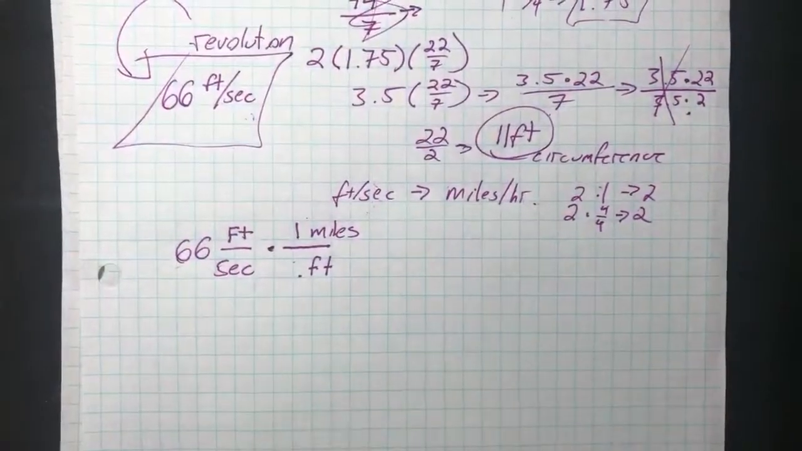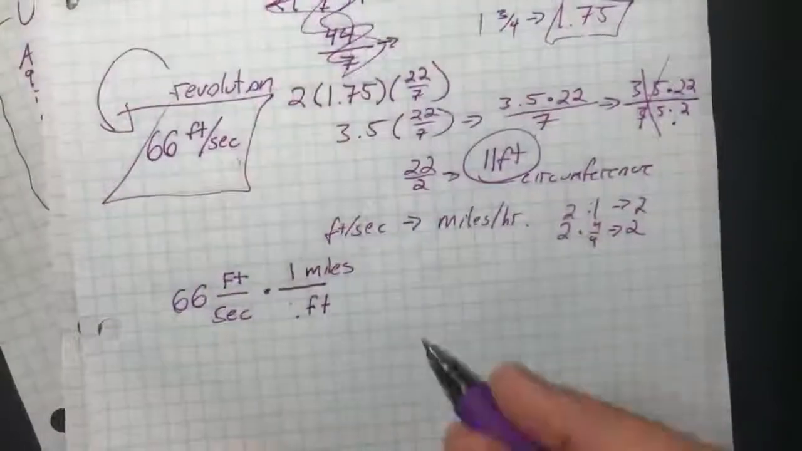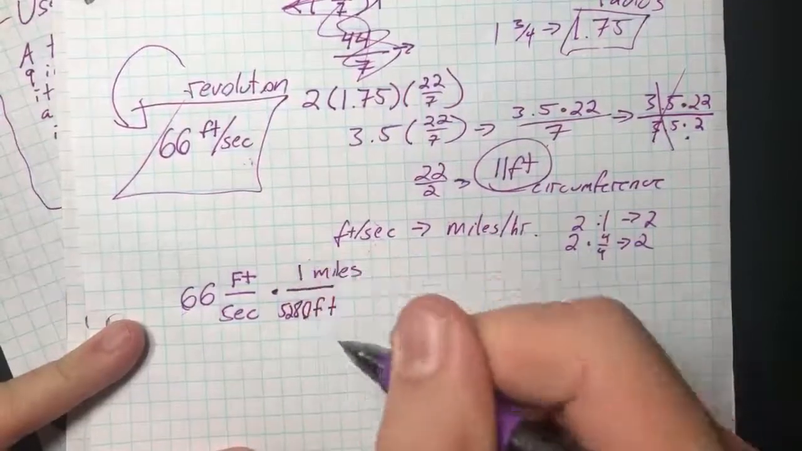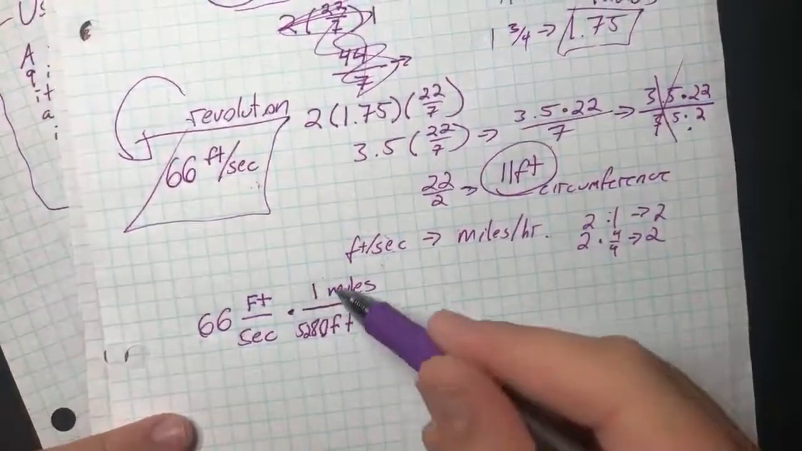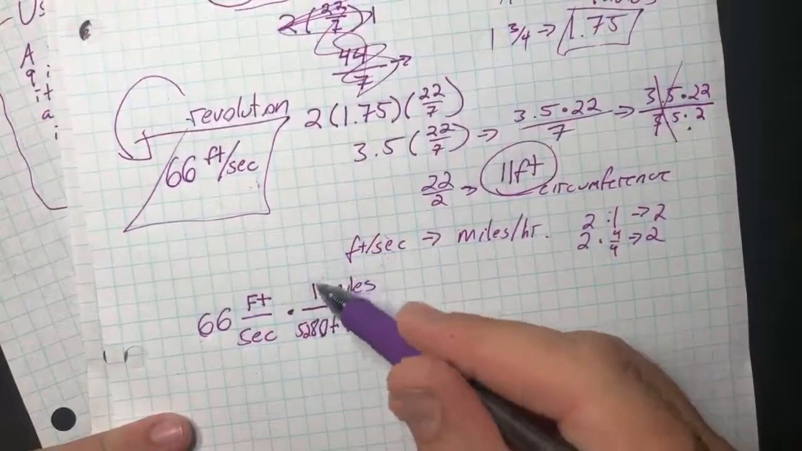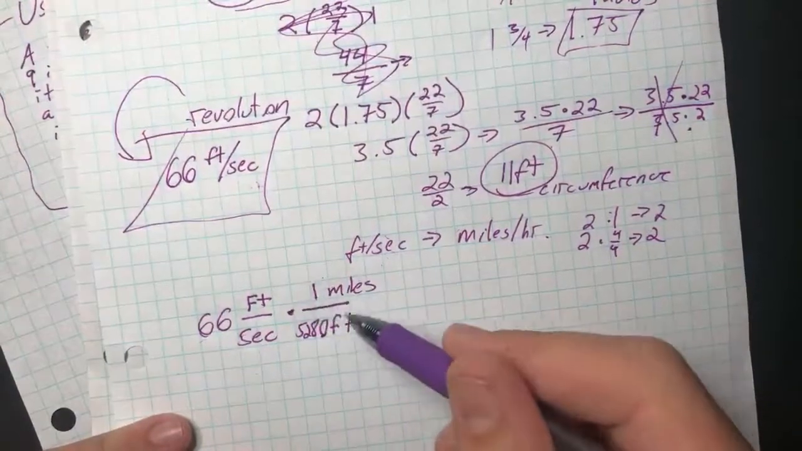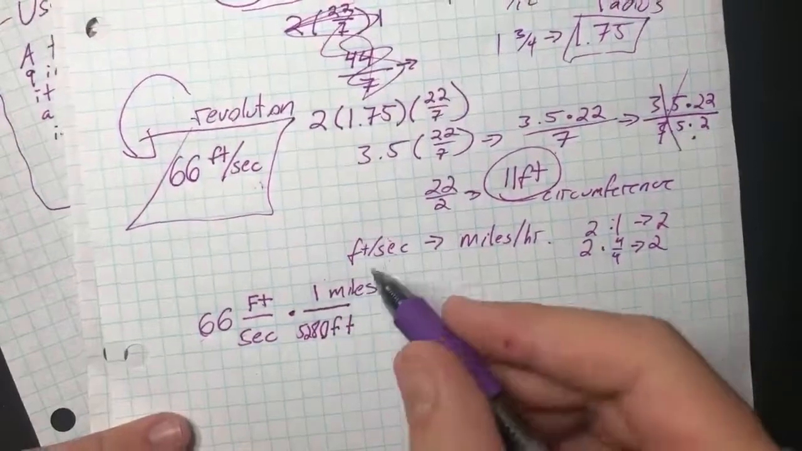Was that it? Why did I throw that piece of paper away? Oh, no, here it is. Yeah, 5280. So we know that 5280 feet is 1 mile. So all I'm doing right now is multiplying it by 1, because 5280 feet is 1 mile. It's just the same thing over itself.